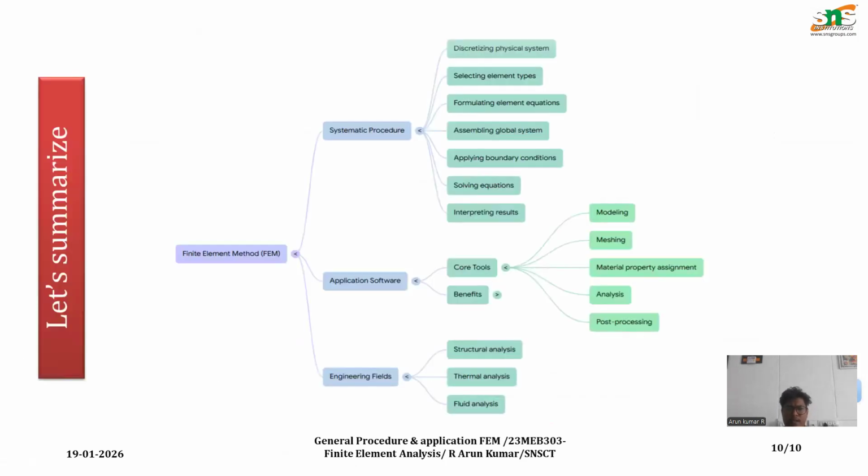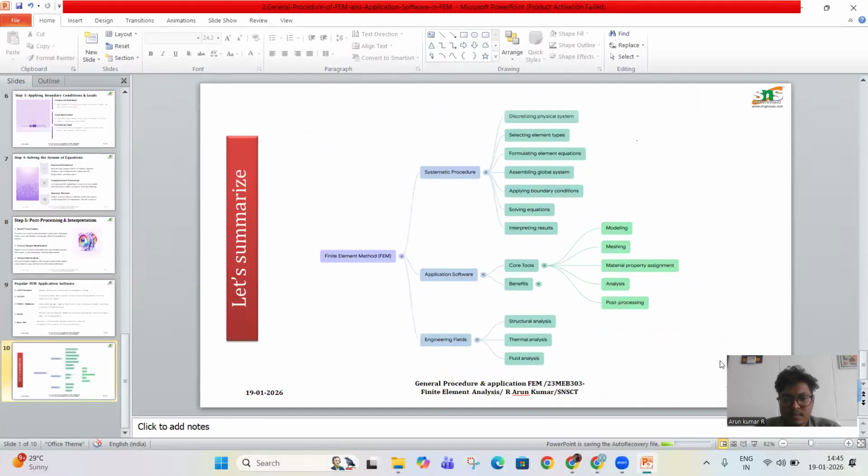So the overall summary of this topic is that we have covered the system procedure and the application of software in the engineering field. In the engineering field, structural analysis, thermal analysis, and fluid analysis are very important, and the applications involve modeling, meshing, material property assignment, analysis, and post-processing. Thank you.